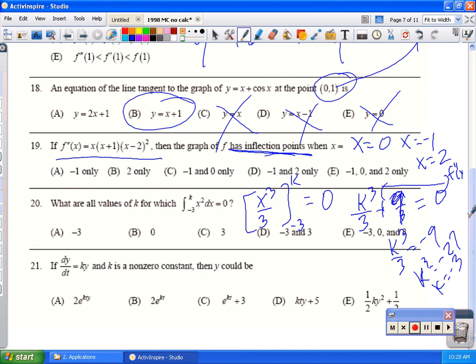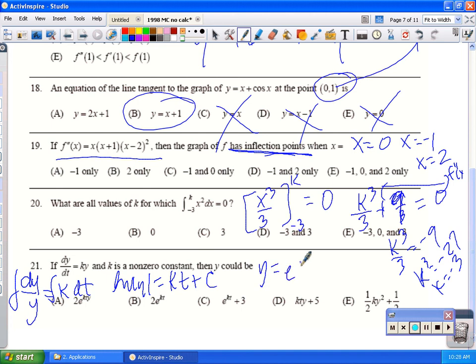Number 21 is a classic separate and integrate. It is a differential equation. It is a derivative. When someone gives you a derivative and they say solve, you separate. You get dy over y is equal to k dt. When you find the derivative, this is a classic PERT problem, but someone earlier asked me, how do you do this? So I'm going to do it. ln absolute value of y is equal to kt plus c. Now we use algebra 2 log properties to take it out of log form, and we get y equal to e to the kt plus c. We use exponent properties to rewrite that as c e to the kt, and the only answer that looks like that is B.